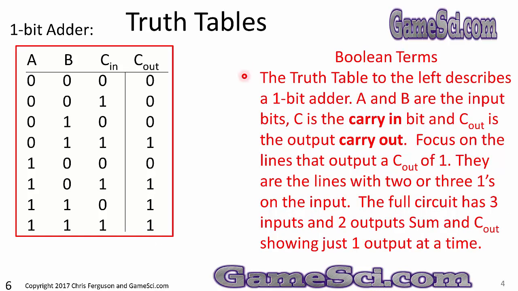Boolean terms. The truth table to the left describes a 1-bit adder. A and B are the input bits. C is the carry in bit, and C out is the output carry out. Focus on the lines that output a C out of 1. Here, here, here, and here. They are the lines with 2 or 3 ones on the input. The full circuit has 3 inputs and 2 outputs, sum and C out. Showing just one output at a time here, it's easier to break down this problem with one output at a time. We'll look at both on a future slide.